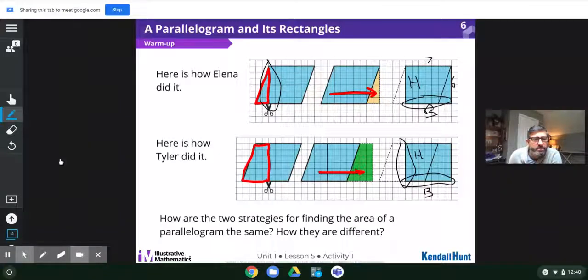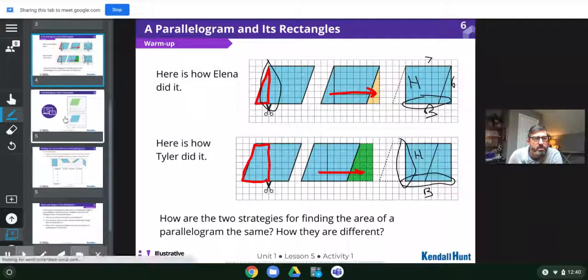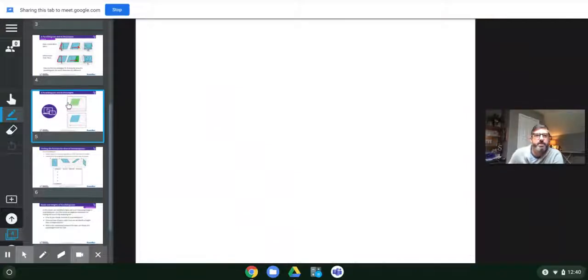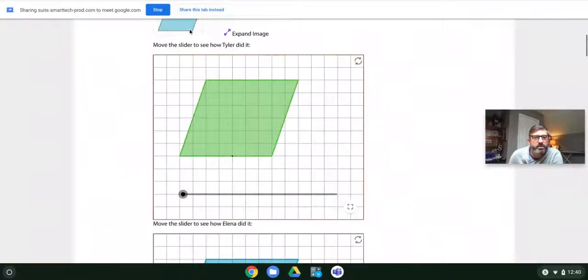So let's go to the next one. Let's see how they did that and kind of walk through it so you can see it a little bit better.